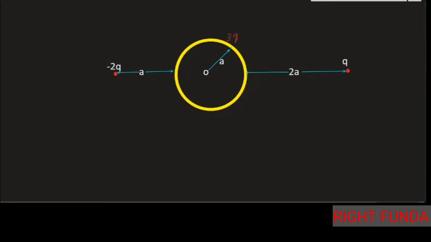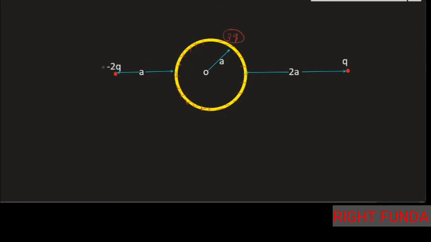So maybe on this side more negative charge will come, and on this side positive charge, due to induction. But how will the charge distribution be? We don't know. Sometimes this side will be somewhat negative and that side positive. But the total charge remains 3q because this is an isolated conductor. So the question is asking, what is the field due to this?